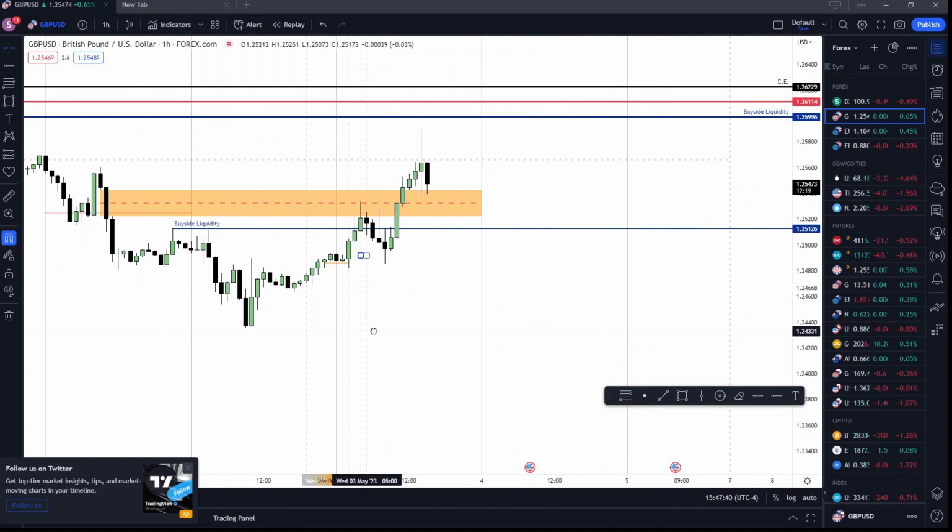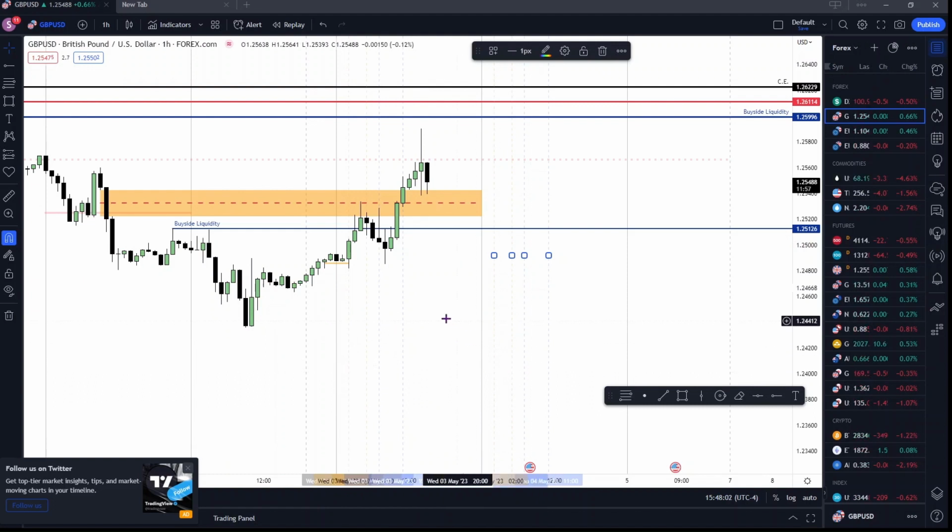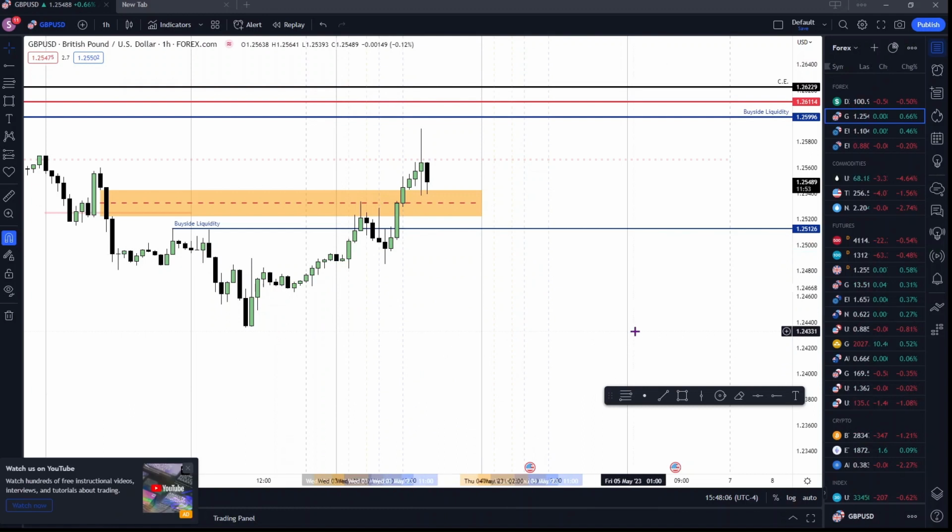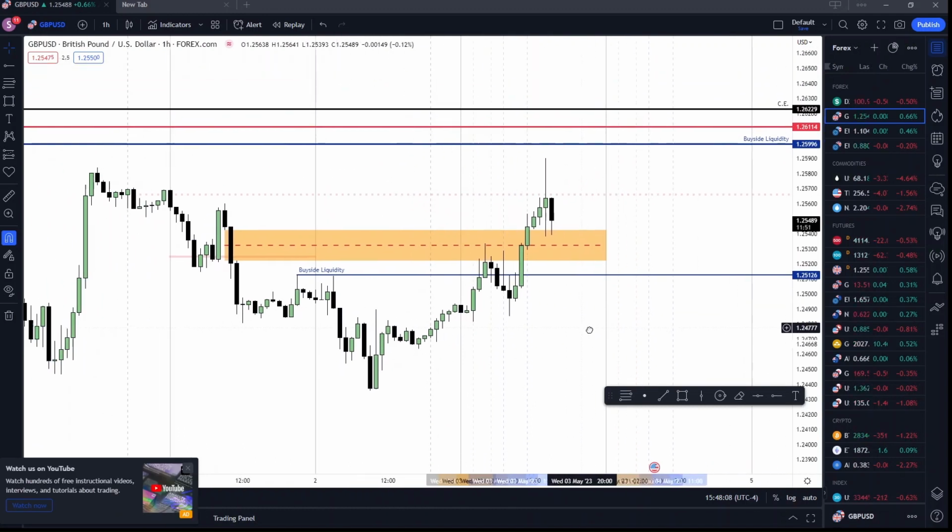So yeah, let's mark out New York, and then we can put the same tomorrow. I might trade London tomorrow as well, depending if I'm awake. But yeah, that's pretty much all really.